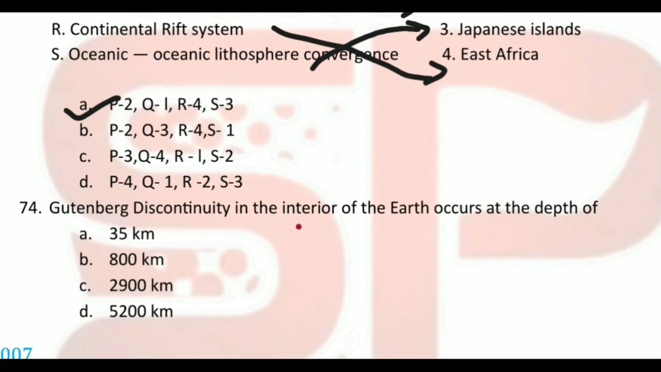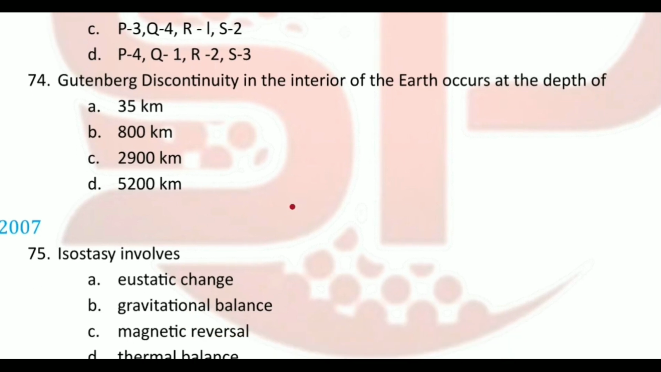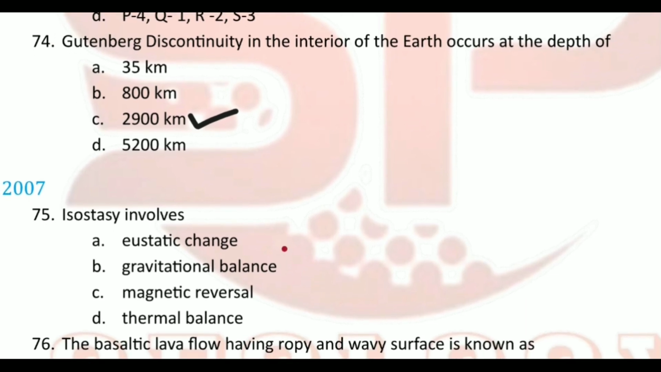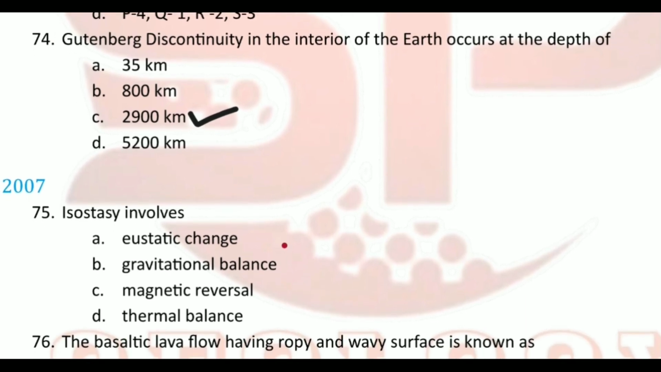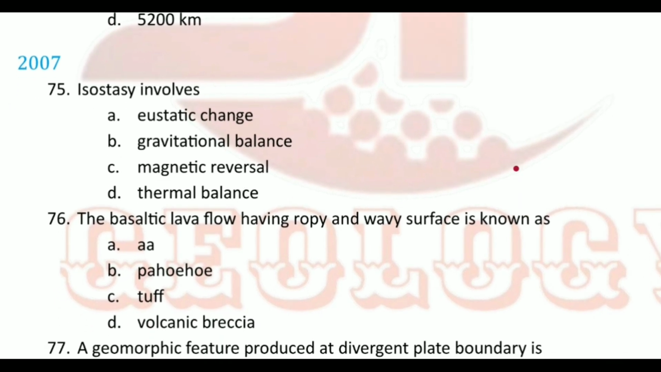Then, the Gutenberg discontinuity in the interior of the Earth occurs at a depth of what? The Gutenberg discontinuity is between the mantle and the core, so it occurs at a depth of 2900 kilometers. At 5200 kilometers, you will get the Lehmann discontinuity. At 35 kilometers, you will get the Mohorovičić discontinuity.